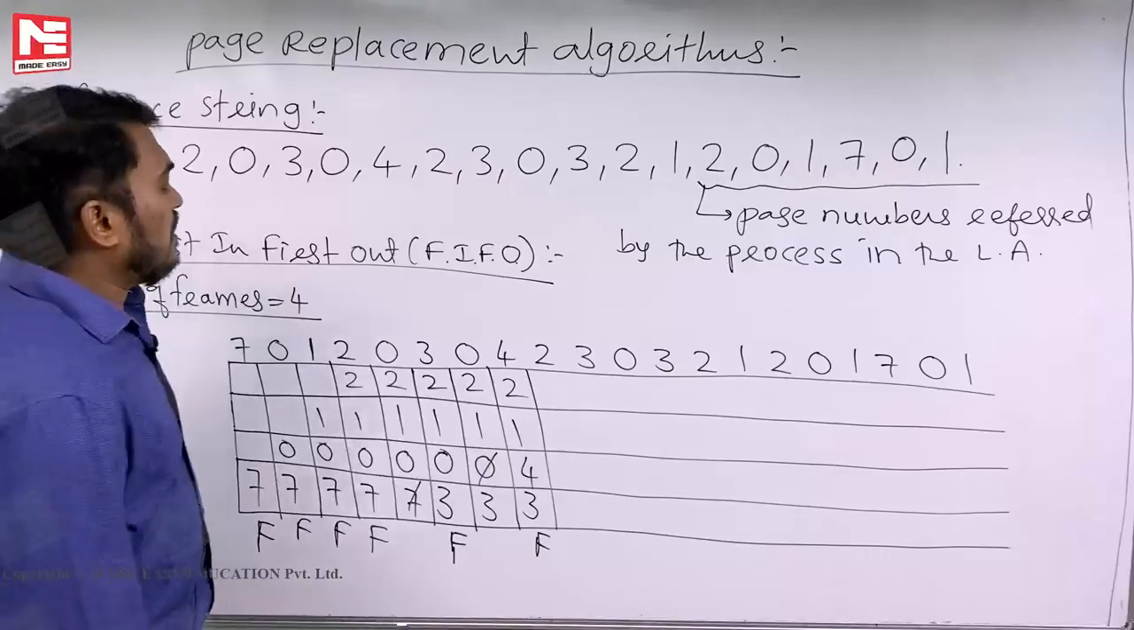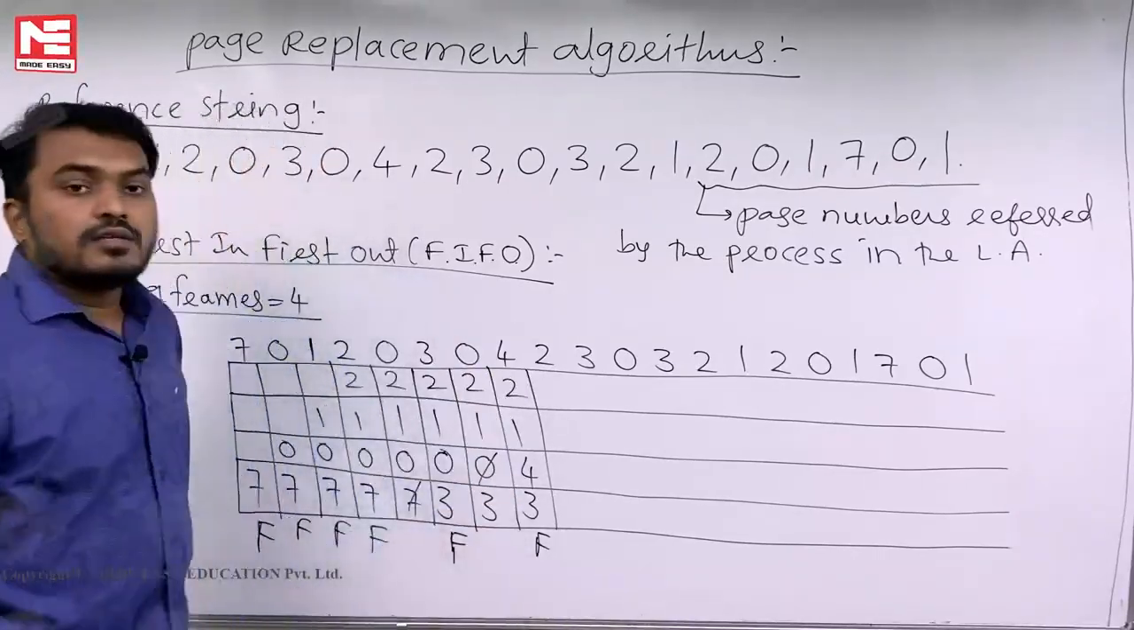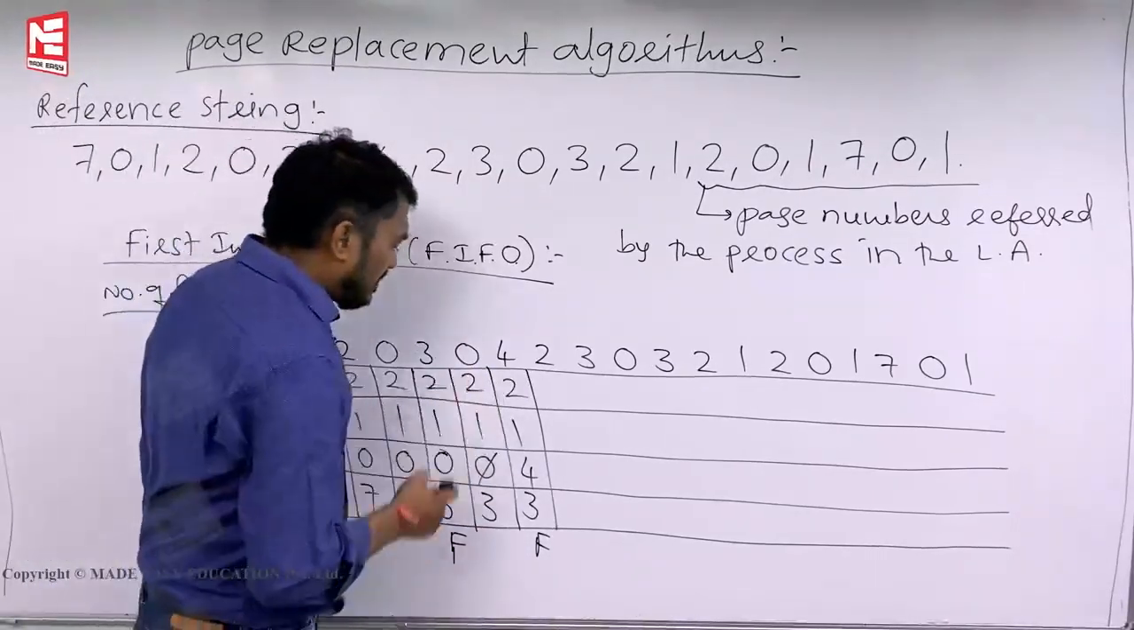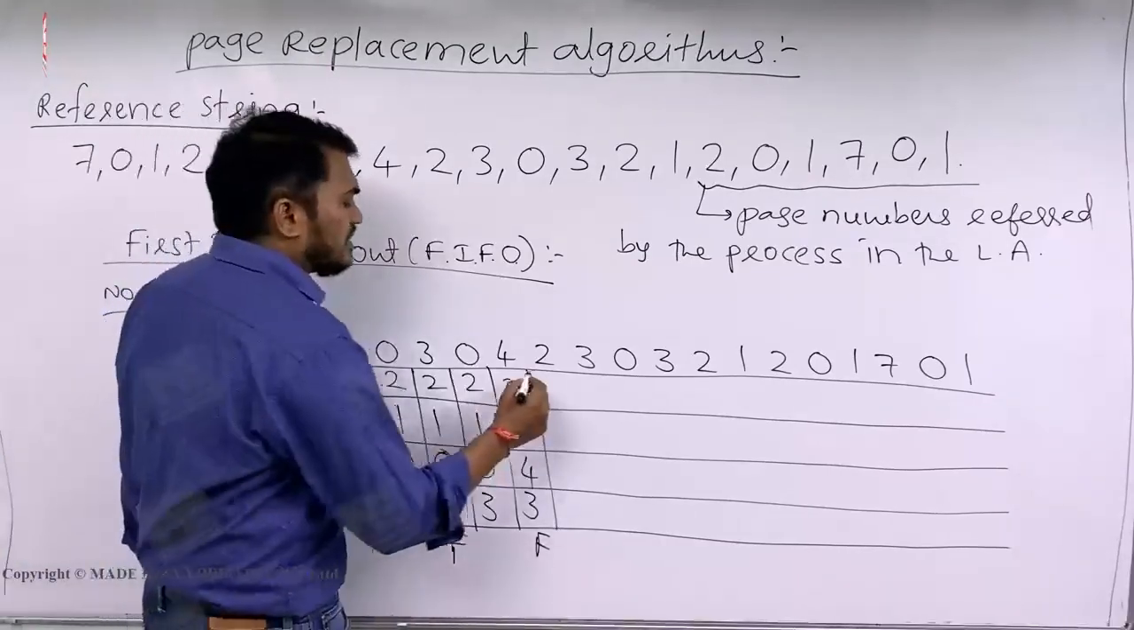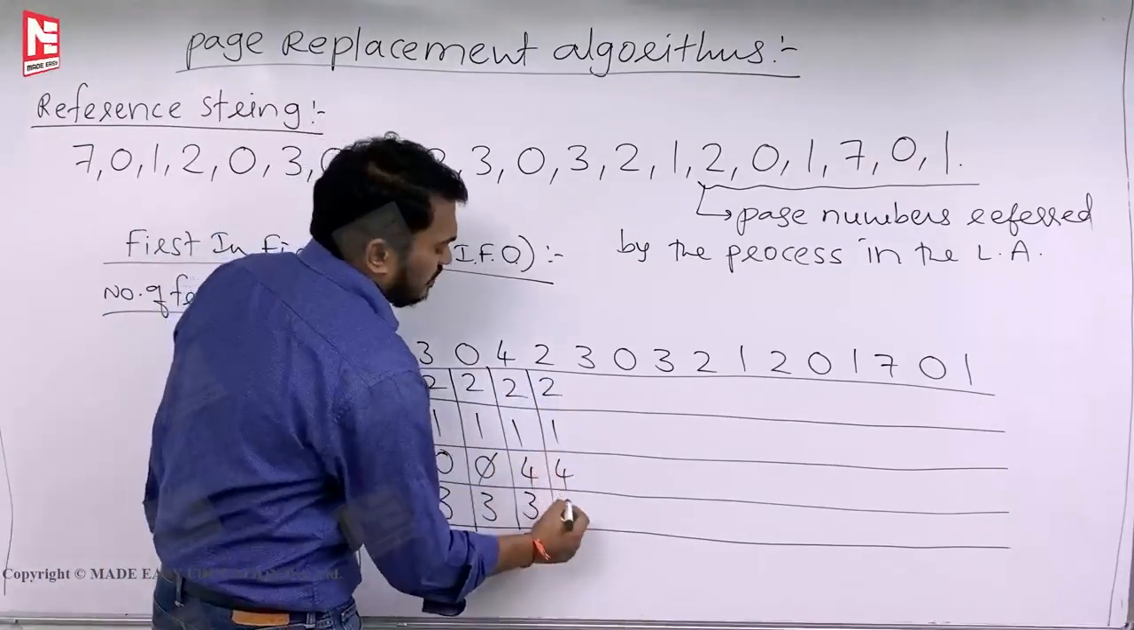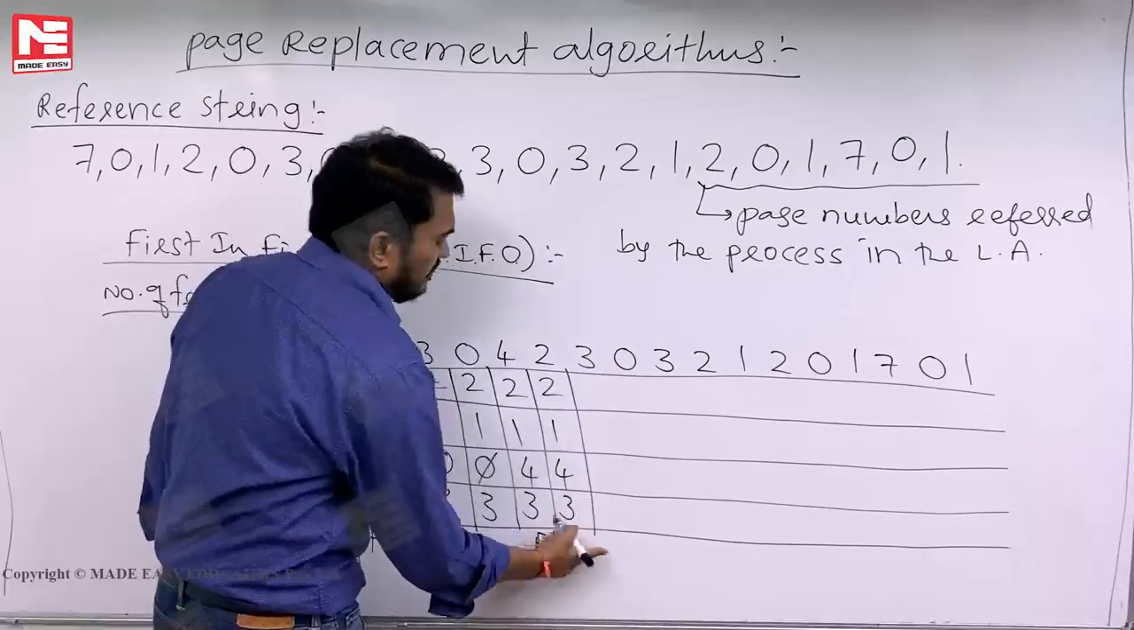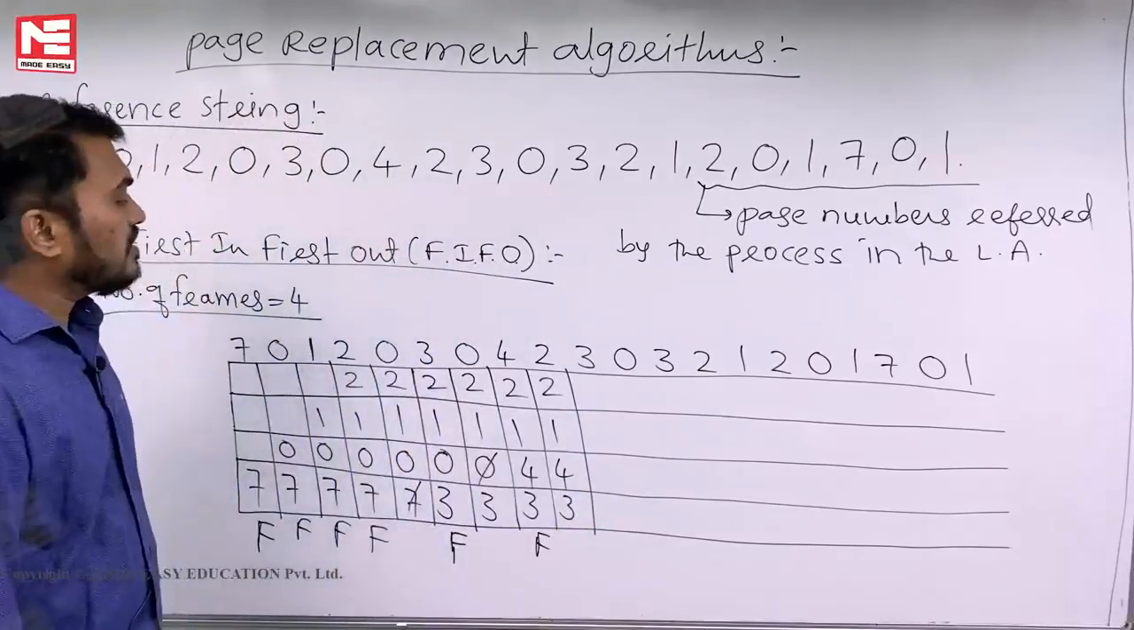And next is what here? 2. 2 is available. Yes, 2 is available. Look, 2 is available here. So it is available, okay, just write as it is. Just copy as it is. Don't write F. That is not a page fault. That is a page hit.